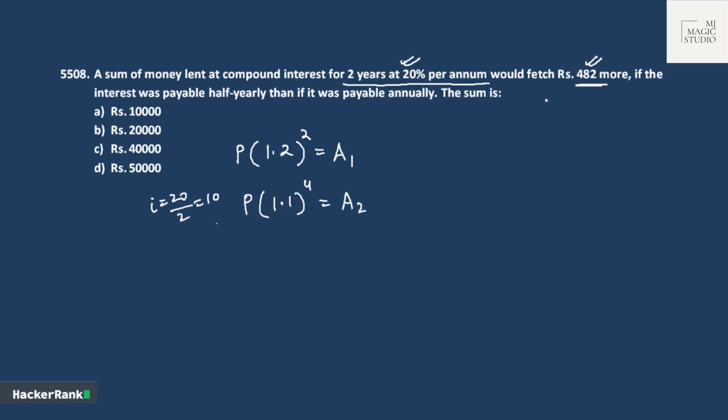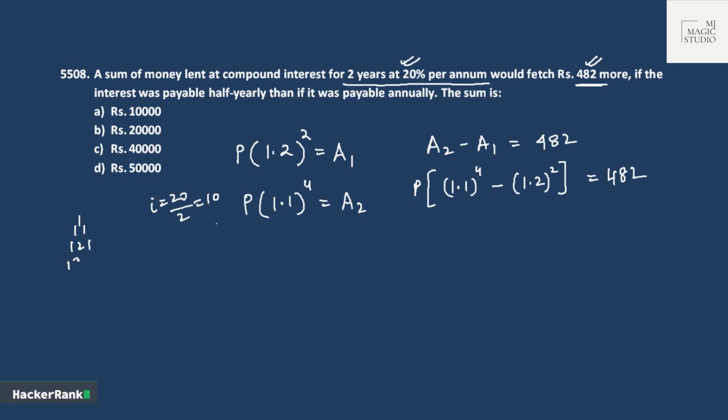Now it is given that it will fetch 482 rupees more. That means A2 minus A1 is equal to 482. P common, 1.1 to the power 4 minus 1.2 whole square is equal to 482. We just need to solve this. 11 to the power 4: 1, 11, 121, 1331, 14641. So 1.1 to the power 4 is 1.4641, minus 1.2 whole square, which is 1.44.